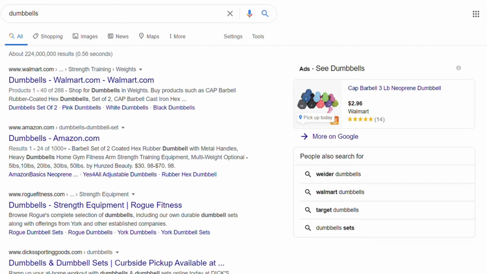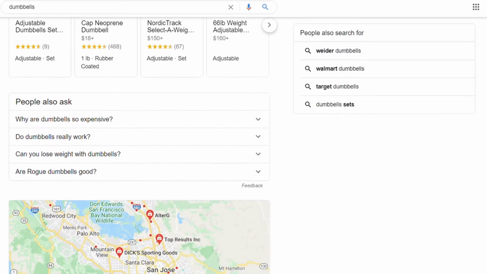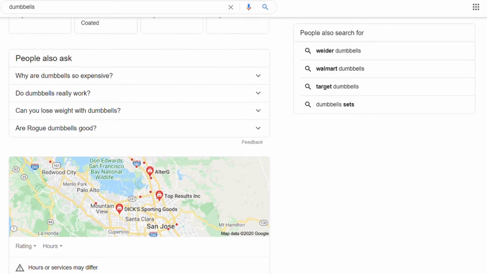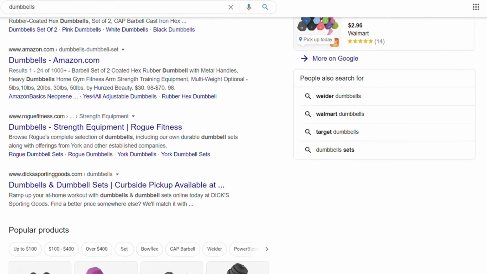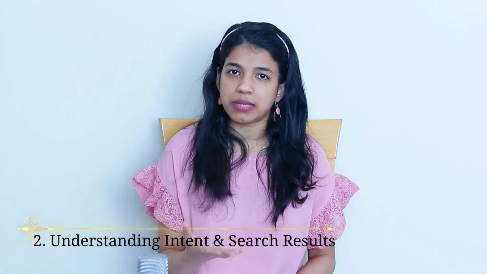On the contrary, if you search for dumbbells, the search engine will predict that you are looking for dumbbells to buy. Hence the result will be ads of various websites that sell dumbbells, and the next one will be a map showing you the places around you that sell dumbbells, because it predicts that you might also want to buy dumbbells in person.